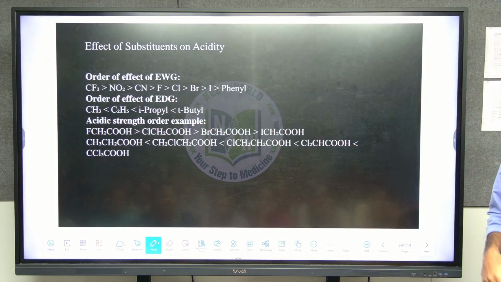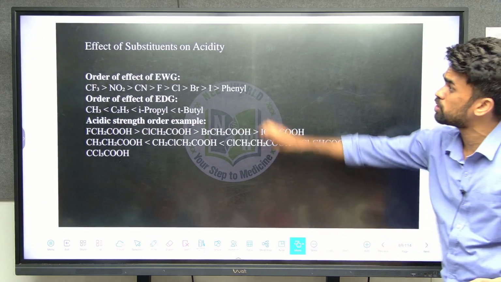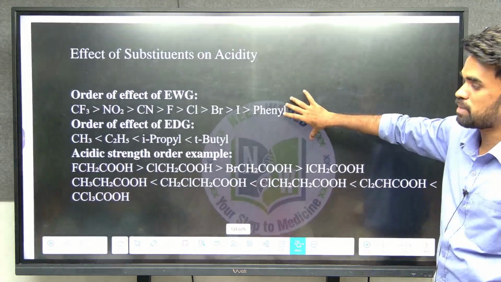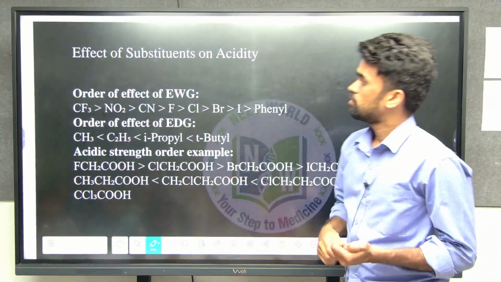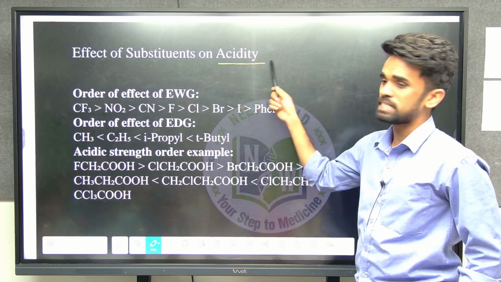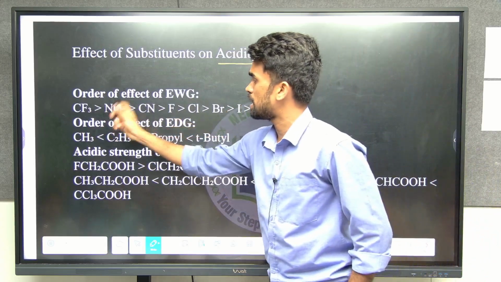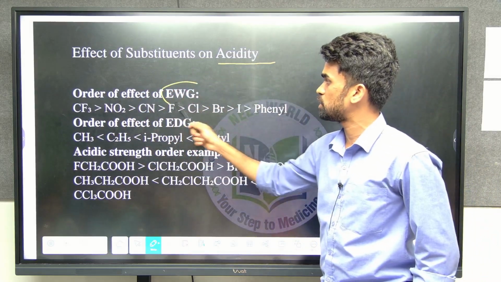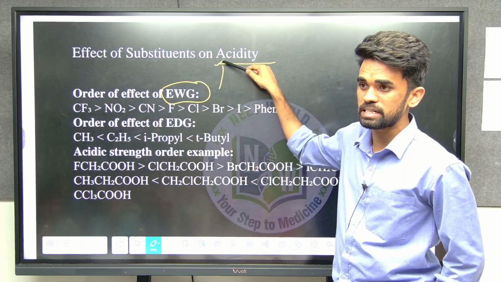Now, carboxylic acids. We already discussed their acidic nature; now we are discussing their chemical properties. They show acidic nature. So what is the order of their acidic nature? If they contain an electron withdrawing group, the acidic nature of carboxylic acids increases.